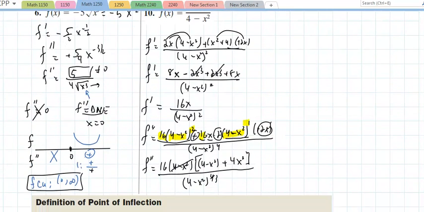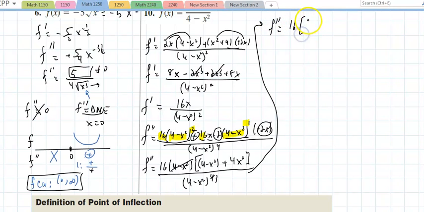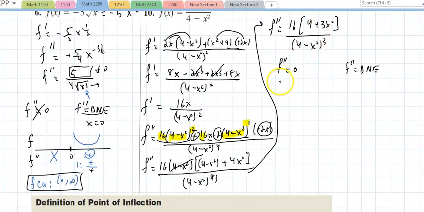And now I'm going to continue the rest up there. Now I should have room. And that's going to be 16 times 4 plus 3x squared divided by 4 minus x squared cubed. And I need to figure out where the second derivative equals 0, where the second derivative does not exist. So the derivative does not equal 0 when 4 plus 3x squared equals 0. That's not possible. And the derivative does not exist when 4 minus x squared cubed equals 0.